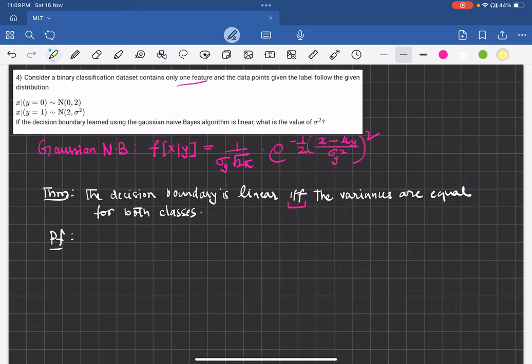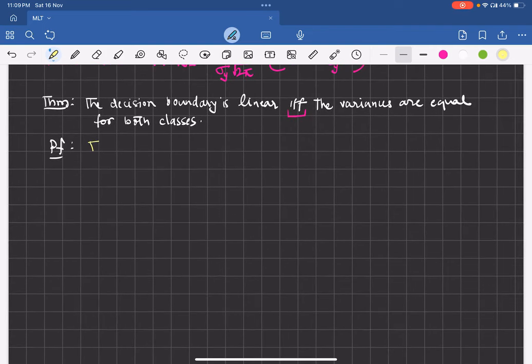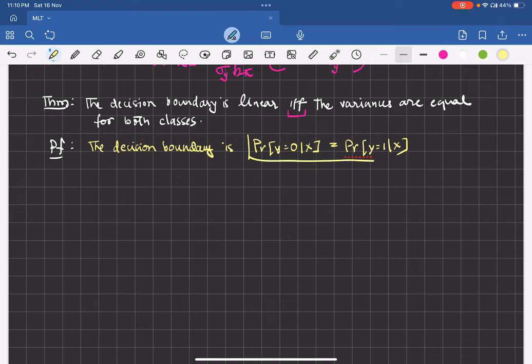Let's do it step by step. So what is the decision boundary? The decision boundary is nothing but the probability that y is equal to 0 given x equals the probability that y is equal to 1 given x. Now, if one of them is greater, that particular class will be predicted. So this is where the boundary occurs, and that is why we call this the decision boundary.